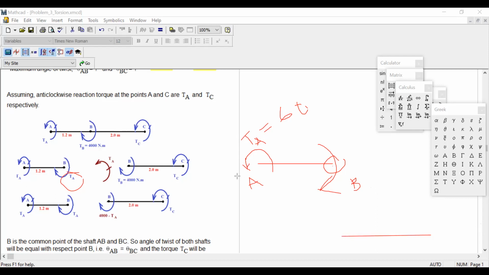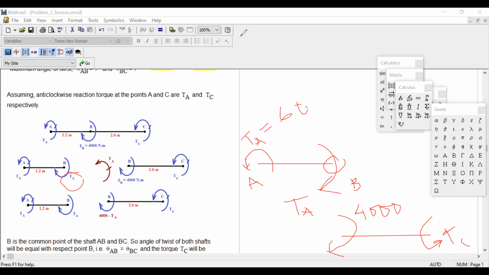Right now I draw the portion BC. There is an anti-clockwise TC torque at point C. So this one I'm keeping this way, same way. This is my TC. And at point B, there was torque 4000 Newton meter. What is this one? This one was TA.